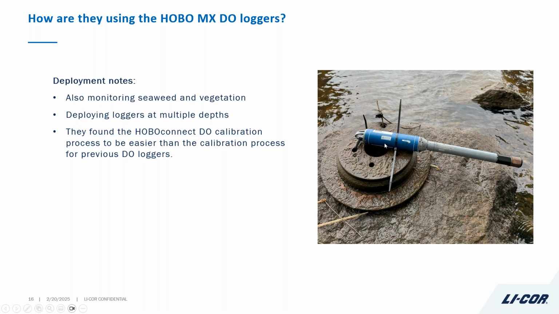PVC pipe, just to give it a little added protection from stuff that might be kicking around and flowing around down in the waters. But in this case, they didn't think that was necessary. We do sell what we call a housing for these loggers, which is basically a PVC pipe with some holes in it. But you can make your own. I'll show you an example of a user PVC housing in a couple slides.